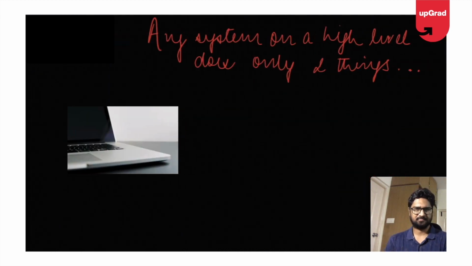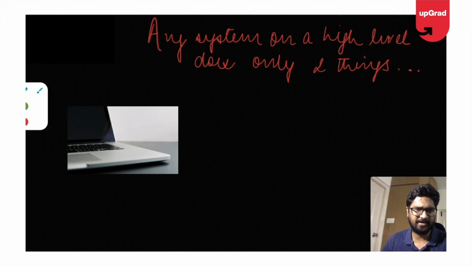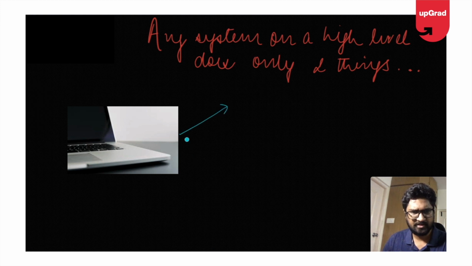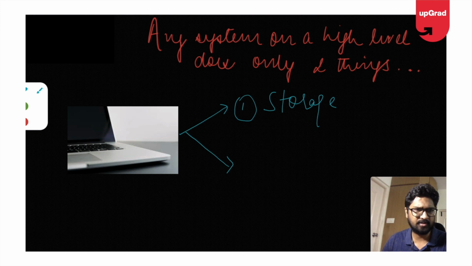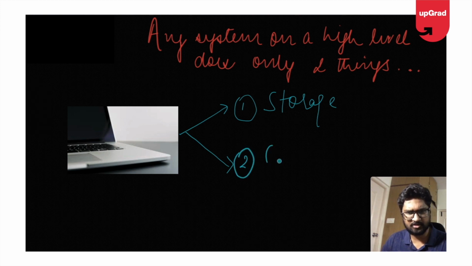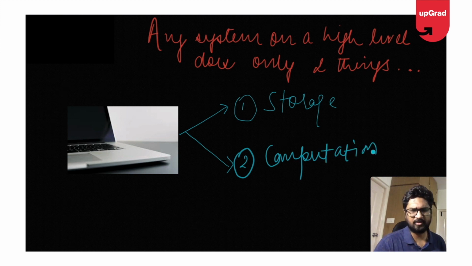Let's get started. On a very high level, any computer, any laptop, any mobile does only two things. Any laptop or any computer basically does only two things. The first is storage of data, and the other is computation of the data. Whether you have a mobile phone or a laptop, any system, on a high level, you will be doing only two things with it. Either you are storing the data or you are computing the data, right?